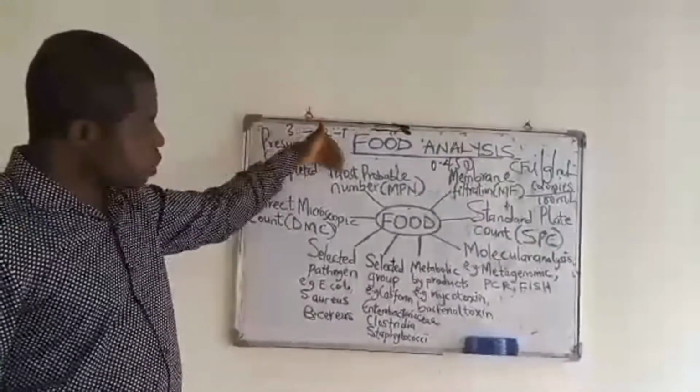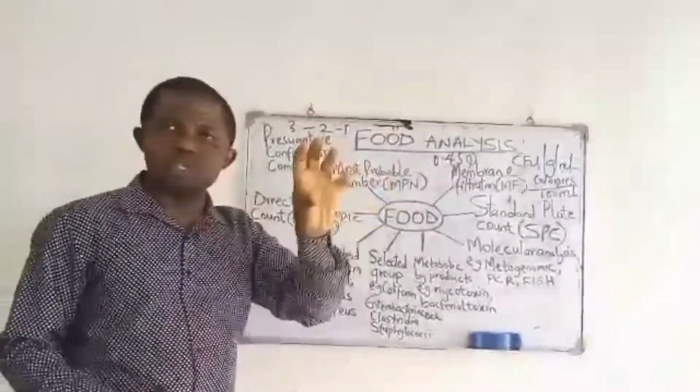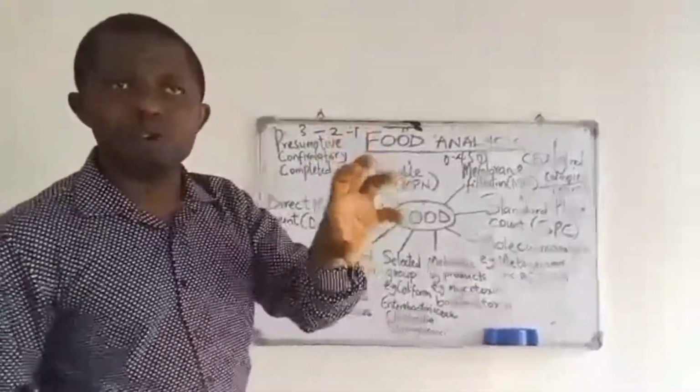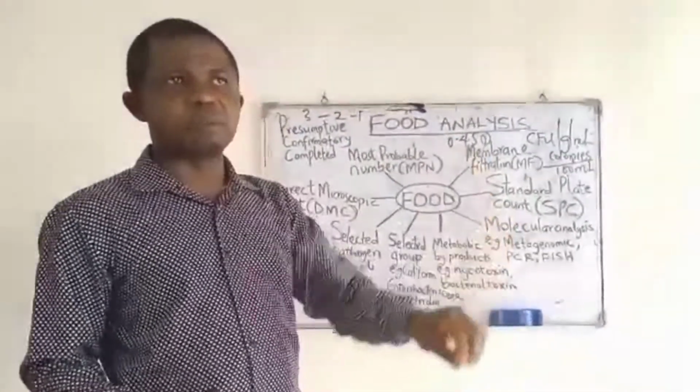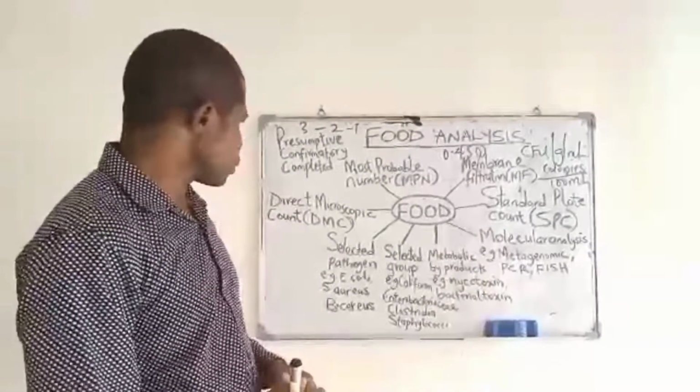Okay, so we call it most probable number because we want to find the most probable number of microorganisms, particularly bacteria, in this case coliform, that are present in that food preparation.